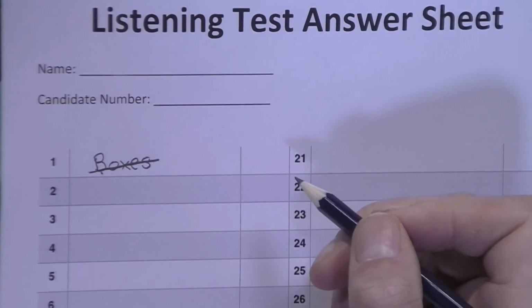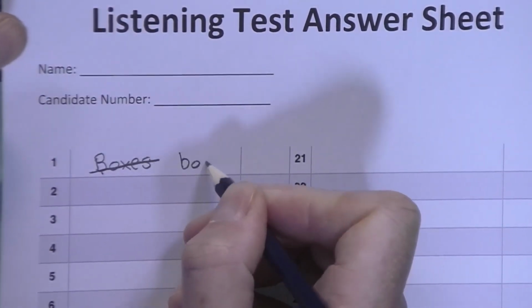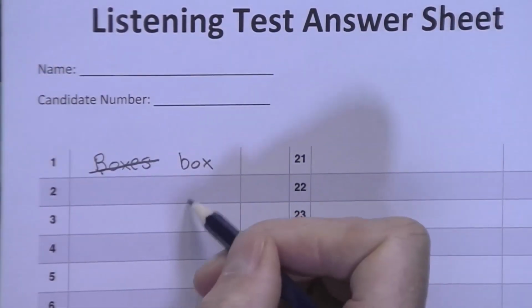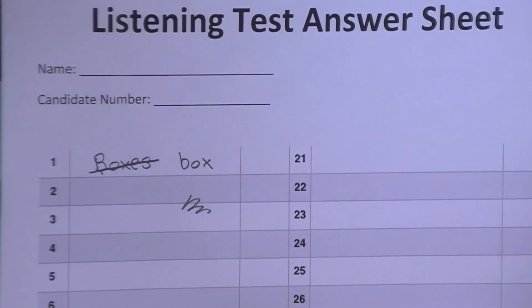And write the correction next to it. Try not to scribble. And try not to use an eraser, as this can waste time.